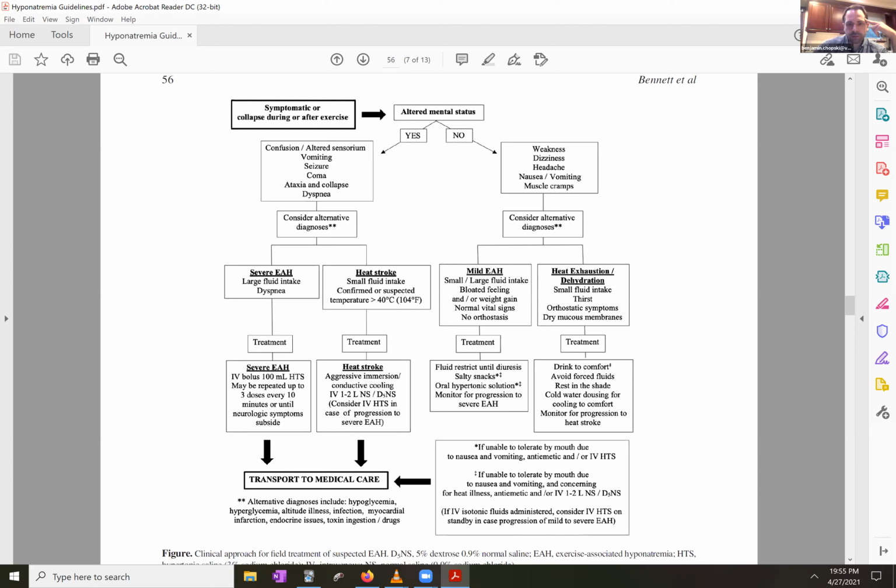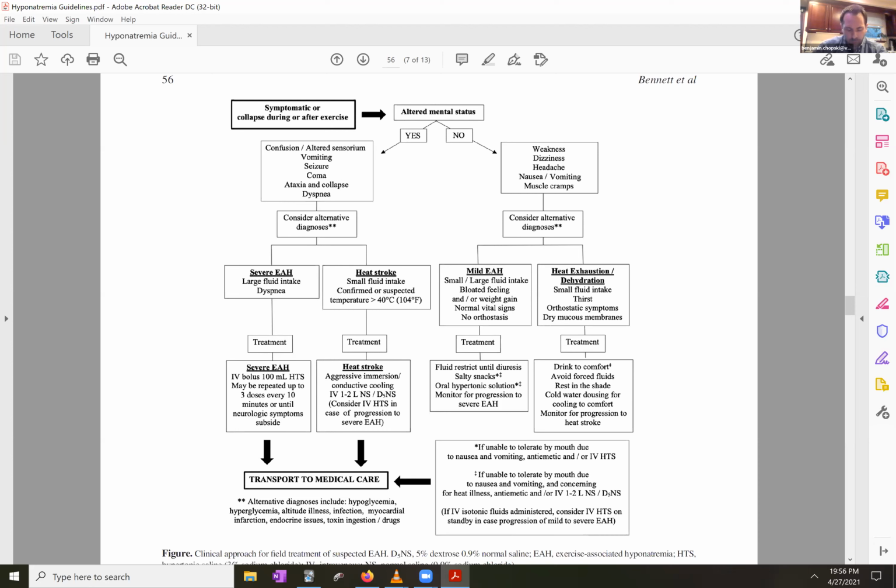fluid restrict until diuresis. Christian mentioned kind of watching them for an hour, but the real details, when you've read these guidelines and some of the articles that they're based on, it's really, you sit them down, you fluid restrict them. So you might hand them a small cup of something, but you're not giving them bottles of water to drink. Give them their salty snacks, but their end point is really when they start to pee.